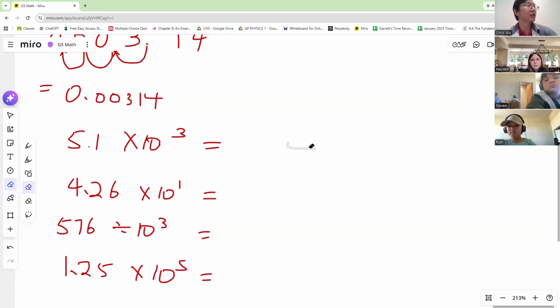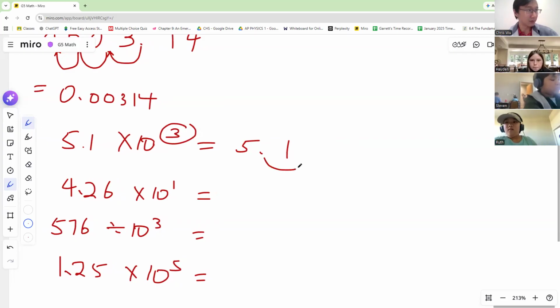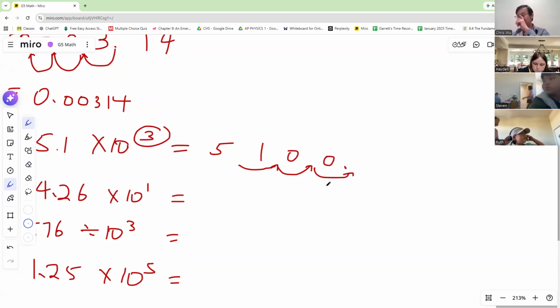Okay. So we have 5.1, right? So how many times should I move it? 3. So let's move it once over here. So now the decimal is over here, right? So that's the first time I move it. And now it's 51. Now I move it again. Second time I move it, now it's 510, right? And then move it one more time, put it here. So that's another zero into that. But that's already moving it 3 times. So that's 5,100. Okay.